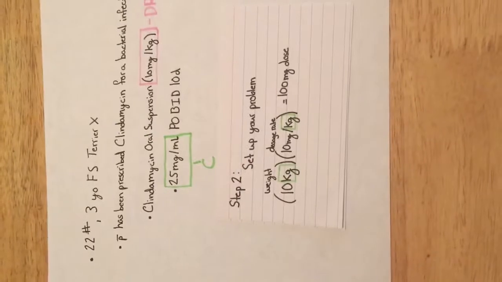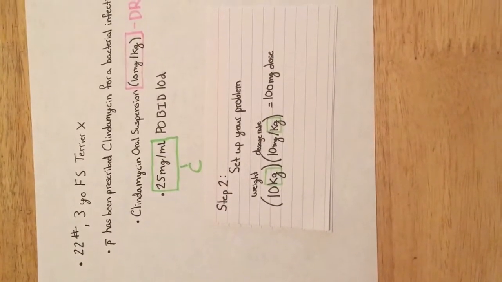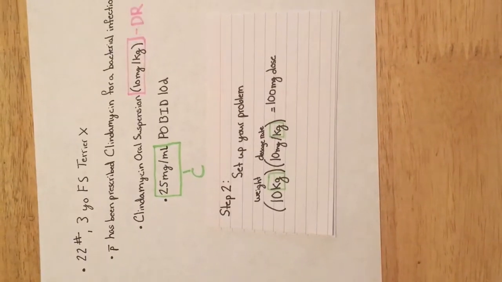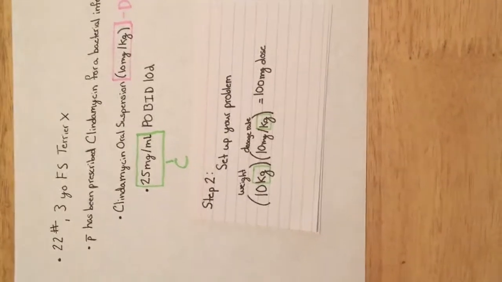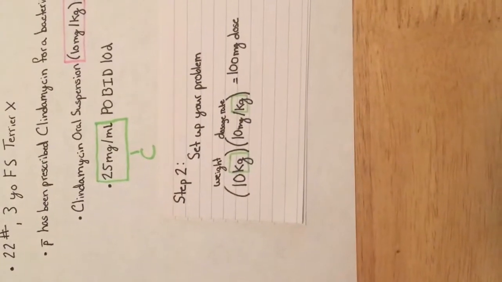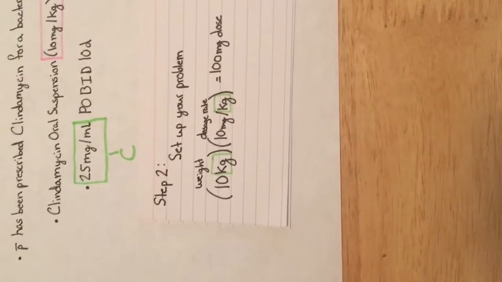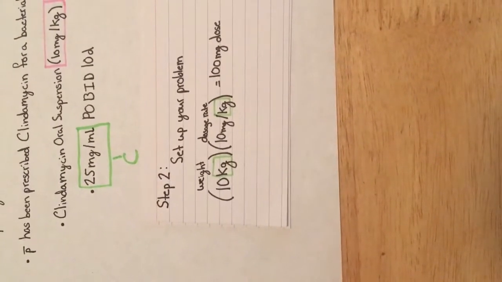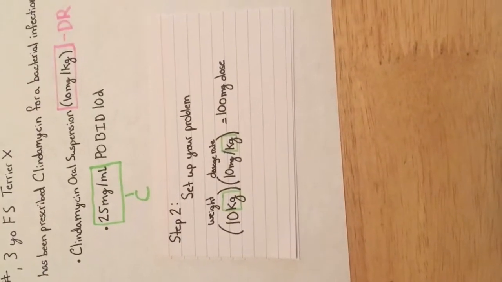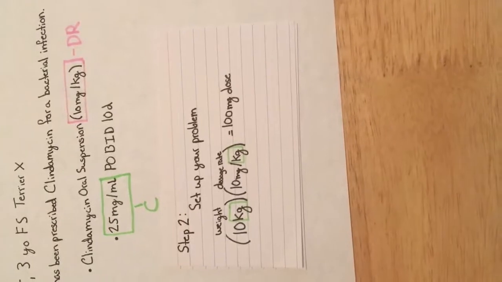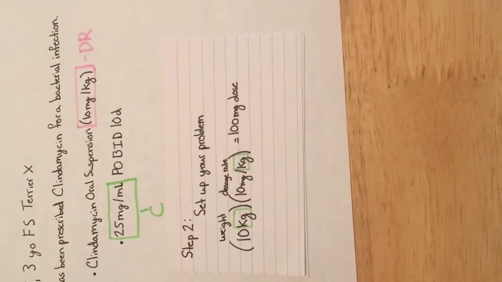The next step is we want to set up our problem. So we're going to take the patient's weight and multiply that with the dosage rate, which is 10 milligrams per kilogram for the clindamycin. So we're going to take 10 kilograms and multiply that times 10 milligrams per kilogram. As you can see, our kilograms are going to cancel each other out. So 10 times 10 is 100 milligrams. So our dose, which is the amount that's going to be given to the patient at one time, is 100 milligrams.